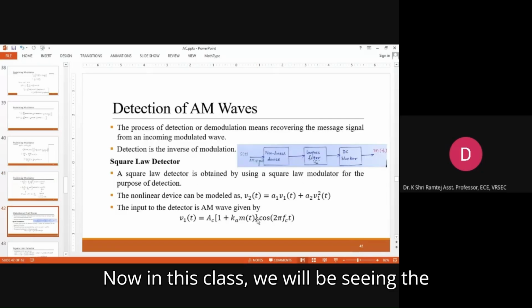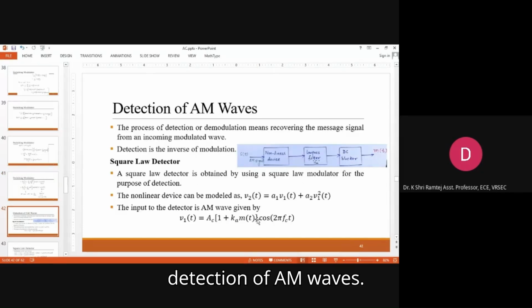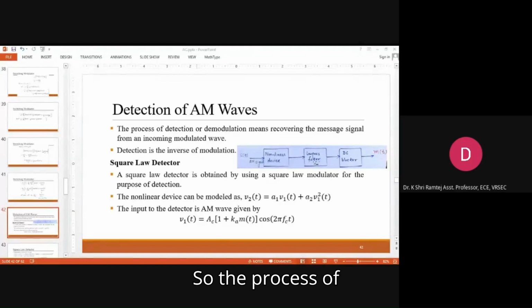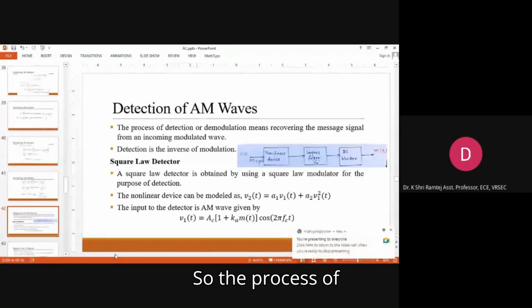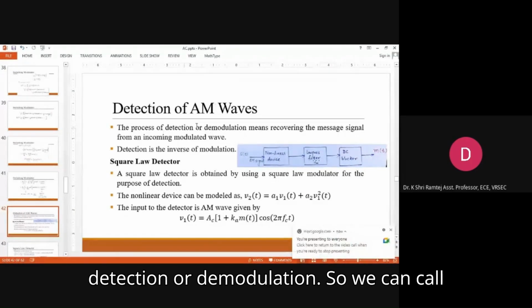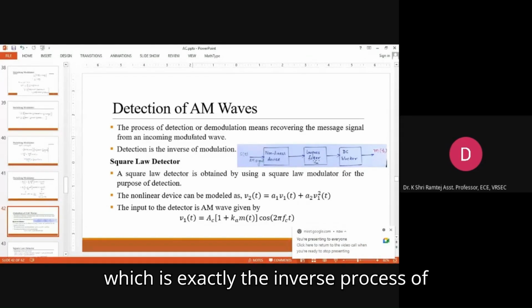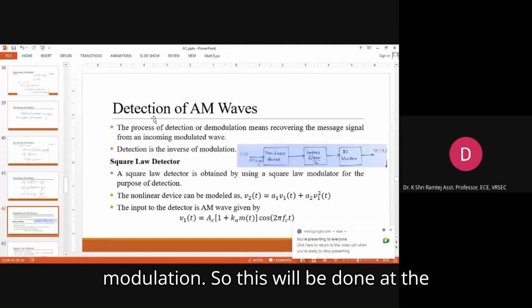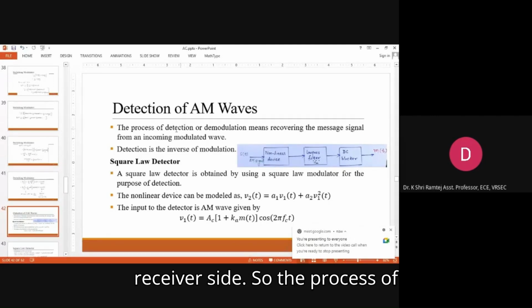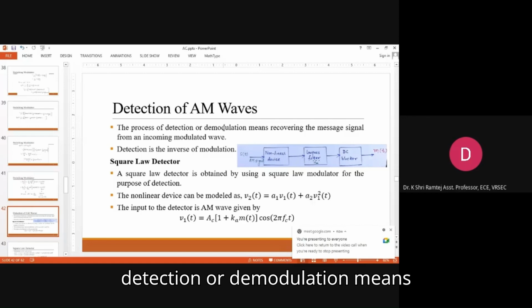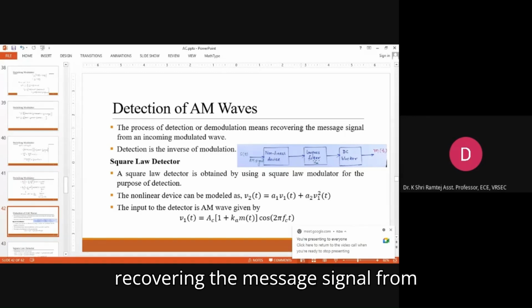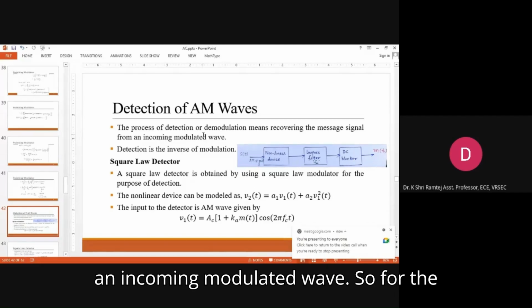Now in this class, we will be seeing the detection of AM waves. So the process of detection or demodulation. We can call it either detection or demodulation, which is exactly the inverse process of modulation. This will be done at the receiver side. The process of detection or demodulation means recovering the message signal from an incoming modulated wave.